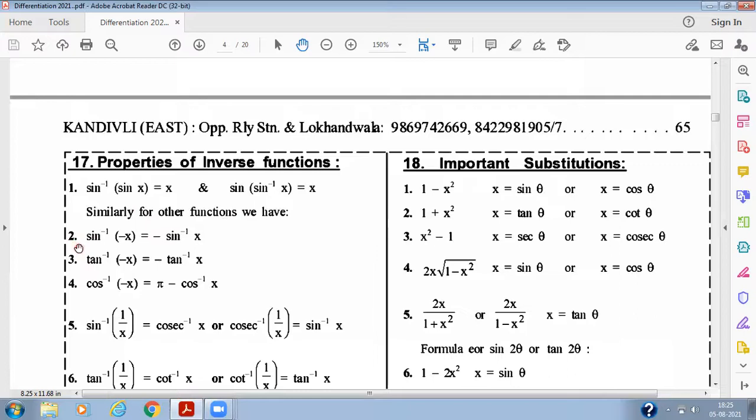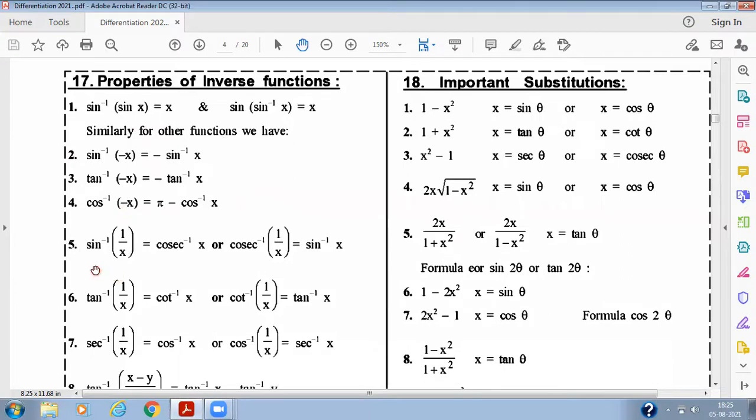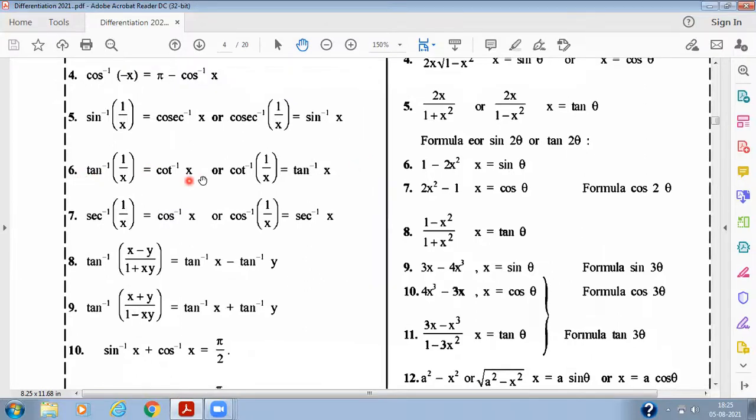Okay. Second one, sine inverse of minus x is minus sine inverse of x. Tan inverse of minus x is minus tan inverse of x. Cos inverse of minus x is pi minus cos inverse of x. Then the fifth property, sine inverse of 1 by x is equal to cosec inverse of x, or cosec inverse of 1 by x is equal to sine inverse of x. Properties number 6, 7, 8, 9, you just go through them. We have done everything in the theory lectures. We have used these properties when we did the inverse section.